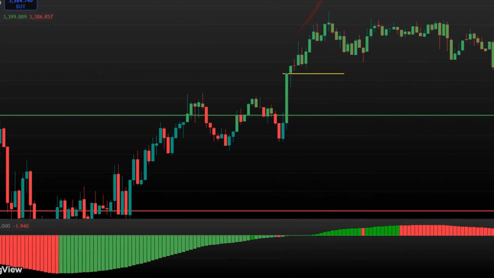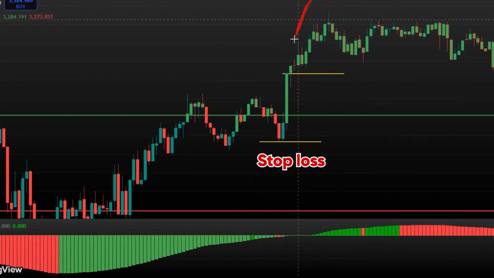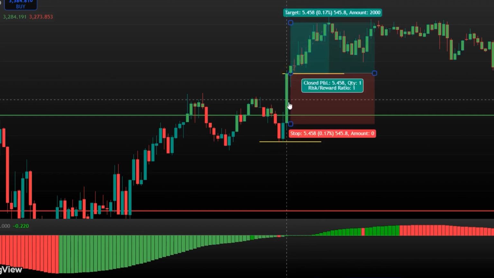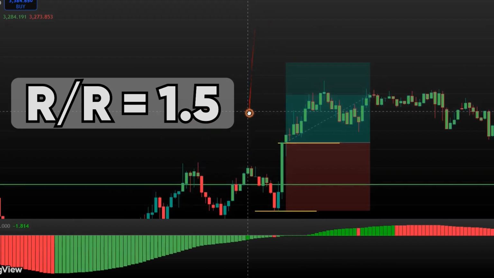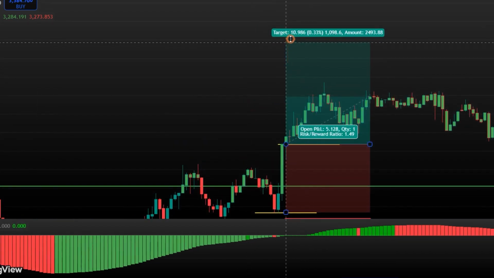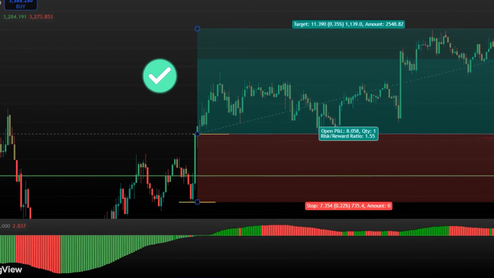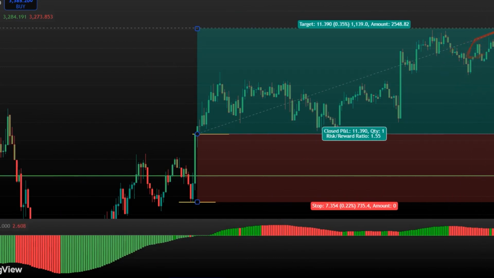Next, we should set our stop loss a little below the last swing low. Now we can enter the buy trade at this point. For the take profit, we just need to consider a risk to reward ratio 1 to 1.5. Now we just have to wait for the market to reach our take profit or stop loss, and our trade will close with either a profit or a loss.